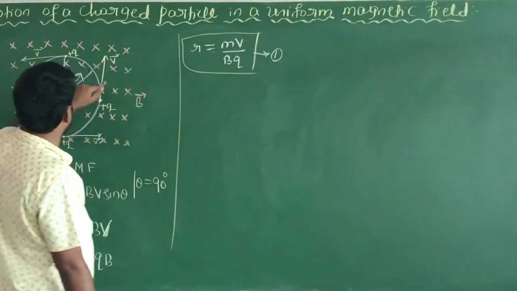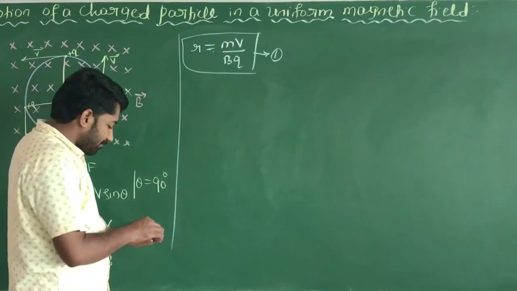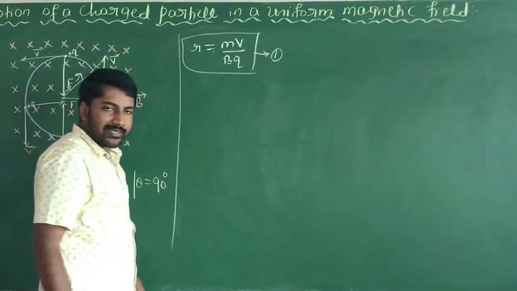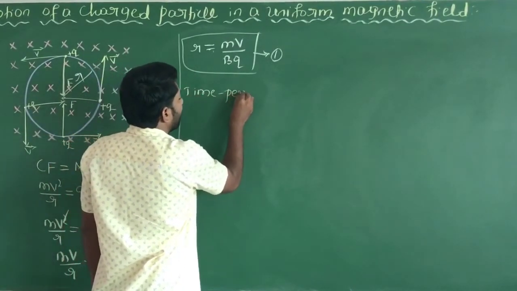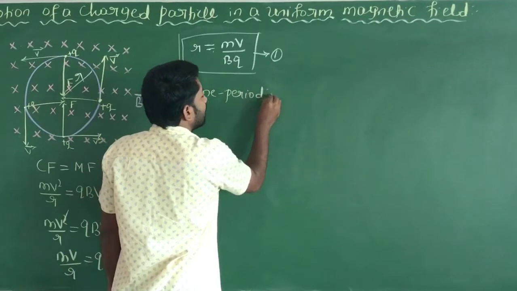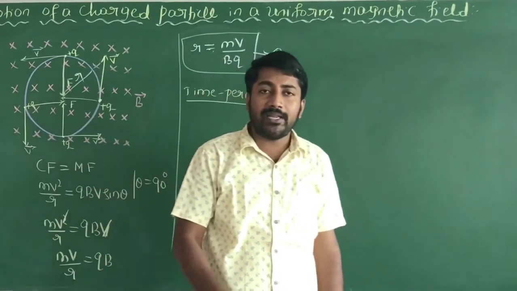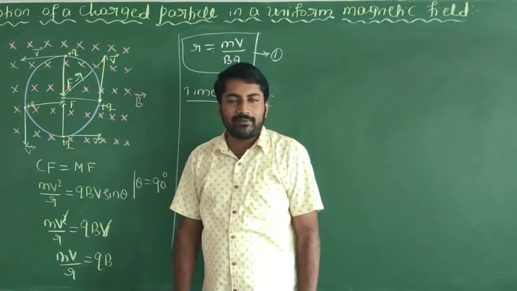when it is moving perpendicular to the direction of the magnetic field. Then the charged particle moves in the circular path. Now we can calculate the time period. The time period of the charged particle means the time taken by the charged particle to complete one revolution in the region of uniform magnetic field.